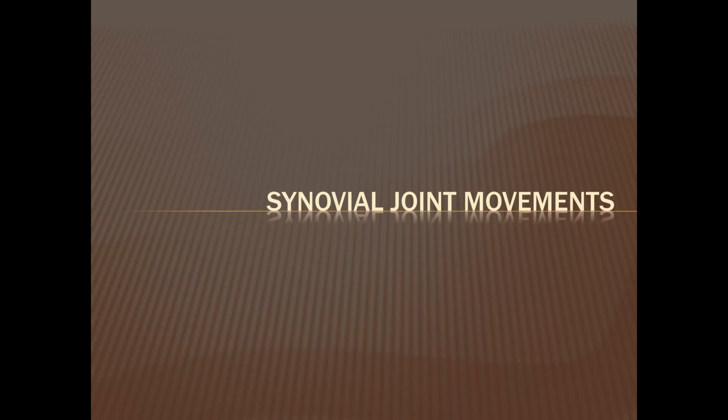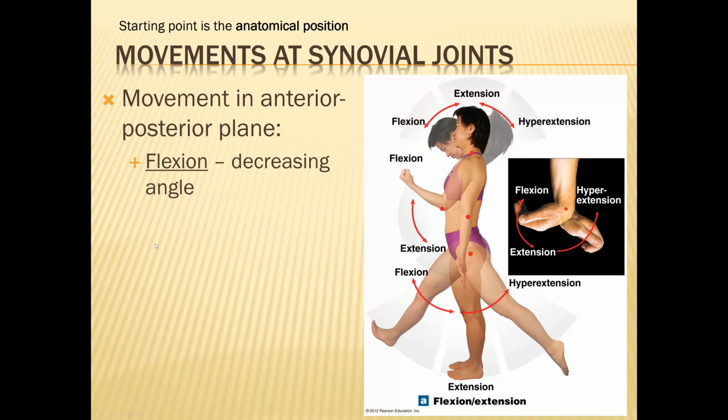In this section, we're going to go over the movements at synovial joints. We're going to start with flexion and extension, and let me point out that for all of these movements, the starting point is the anatomical position. This is why we taught this to you in chapter 1, so go back and review what your anatomical position is. With flexion and extension, movement is in the anterior and posterior plane, and I have some videos I will show you in a moment.